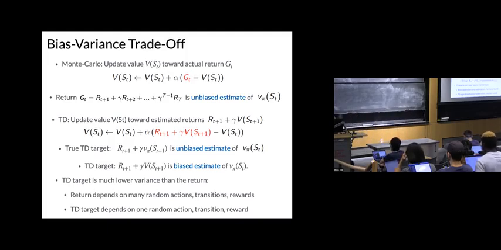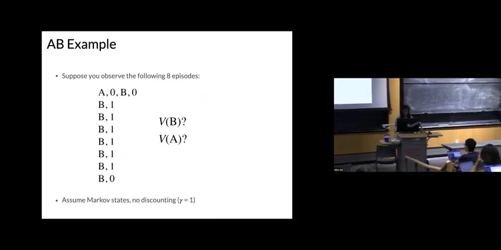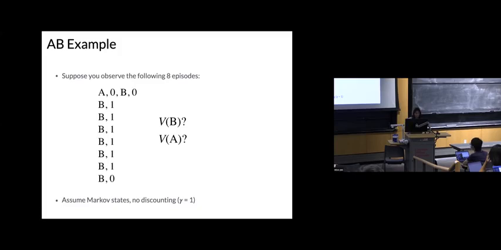Now, here comes a very beautiful example to see the difference. The A-B example, very simple. We have only 2 states, A and B. And what I'm showing you here is 8 episodes of experience, 8 trajectories. In the first trajectory, the agent starts from state A, receives reward 0, goes to state B, receives reward 0, and the episode terminates. In the next 6 episodes, the agent wakes up at state B, gets a reward of 1, and the episode terminates. And in the last episode, it wakes up at state B, gets a reward of 0, and the episode terminates. And let's assume that gamma equals 1.